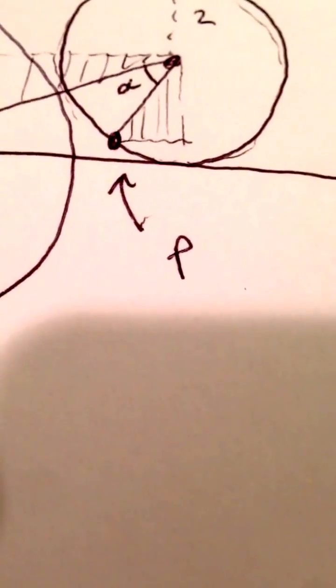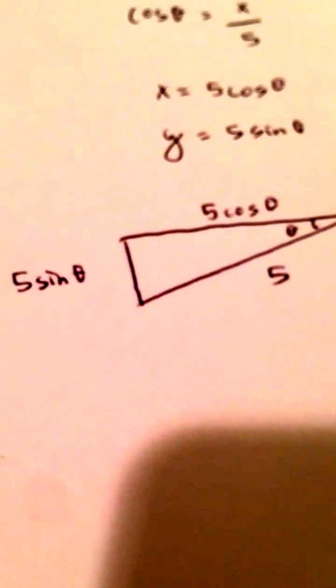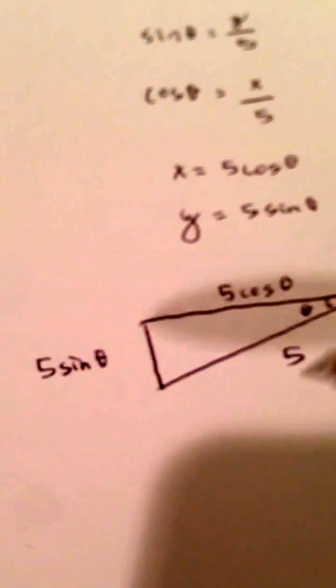If I redraw my triangle with everything labeled, this is what I get. Sorry, you can't see what I'm drawing. I'm drawing it in. Okay, here. We got 5 sine theta, 5 cosine theta, and theta, and there's our 5. So there's our first triangle. All right. We'll come back to this later.